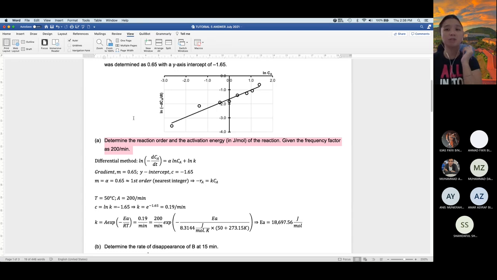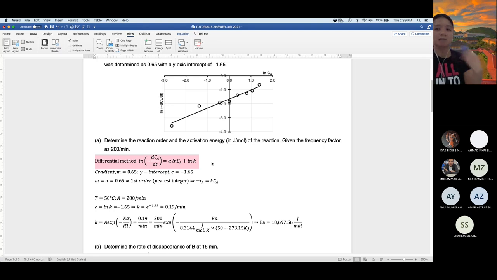Okay, so dalam soalan macam ni, untuk chapter 5, yang penting is kamu kena tengoklah equation mana yang suits to the plot that we plotted here. Okay, so our plot tu ada ln minus dCA per dt dan ada ln CA. So kalau you remember from the notes, the only one equation that have these two correlation is actually differential method. Sebab differential method memberikan equation dia sebagai ln minus dCA per dt, which is our y-axis, same as our graph, equals to alpha ln CA. So ln CA is our x-axis as shown in the graph.